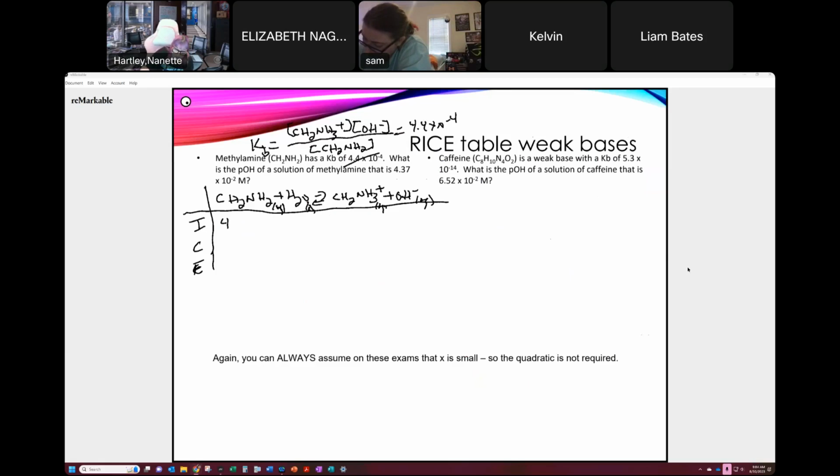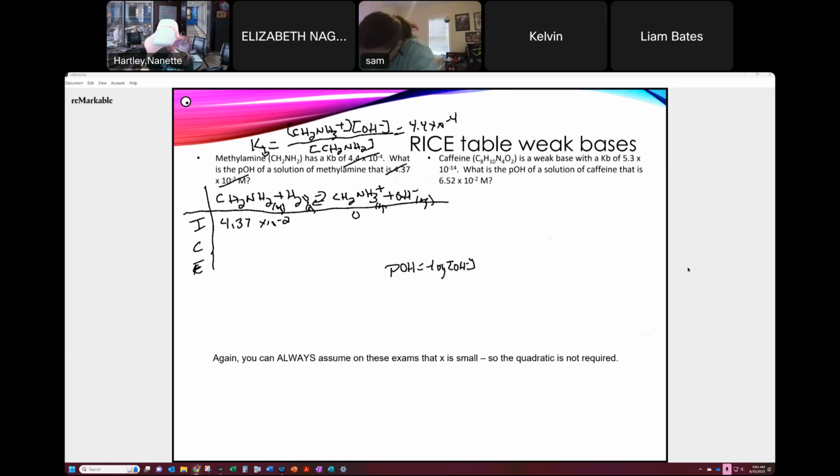The initial is that 4.37 times 10 to the minus 2. And this is when I say RTFQ, because I didn't read the question. So since I didn't read the full question, I didn't get things in the right place. So now I've dealt with that. And I'm looking for a POH, which is again, POH is the negative log of that OH minus that I'm going to solve for right there.